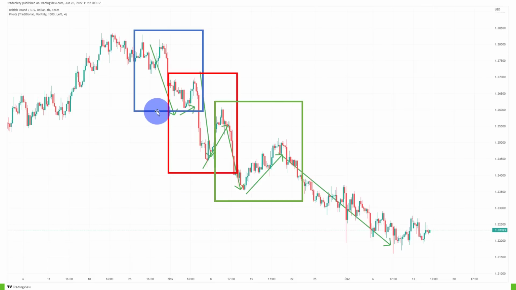We can also have a very interesting study here. You can see the market was in an uptrend and then it rolled over.